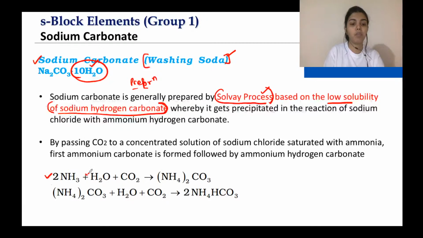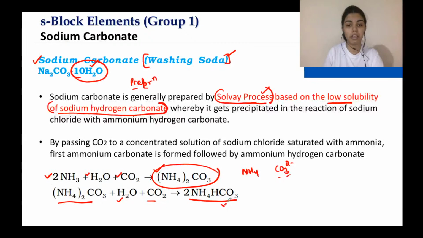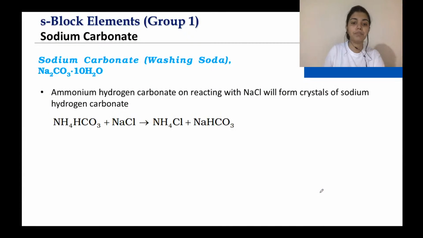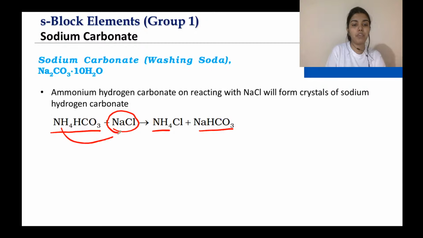See, ammonia plus water plus CO2 will give you ammonium carbonate. NH4 stands for ammonium, right, and CO3 2 minus stands for carbonate. So first we will obtain what? Ammonium carbonate. Now this on reaction with CO2 and water will give you ammonium bicarbonate, right? HCO3 is known as what? Bicarbonate, right? Now ammonium bicarbonate on reaction with NaCl will give you what? Ammonium chloride plus sodium bicarbonate. Just an exchange of ions is taking place here. For example, NH4 and Cl are combining and Na and HCO3 are combining, right?